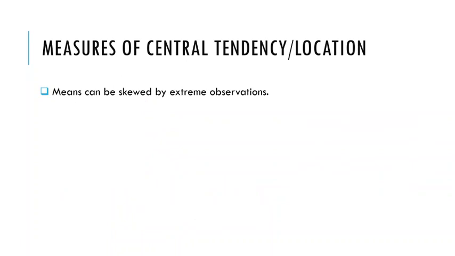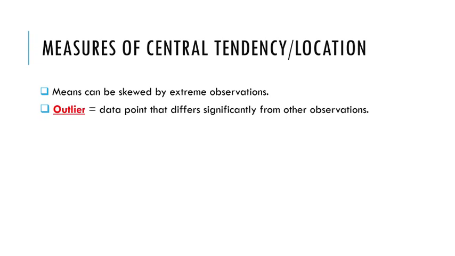Means can be skewed by extreme observations. So what if you have a data set with some extreme observations in the tails? Well, that can certainly impact your mean. So you want to look and get a sense of whether or not you have an outlier or a set of outliers. So what do we mean by outliers? Outliers are data points that differ significantly from other observations. So maybe when you're plotting your data, you see a reasonable distribution, but then you've got an observation that's way out there. And certainly that can influence your measures of central tendency.